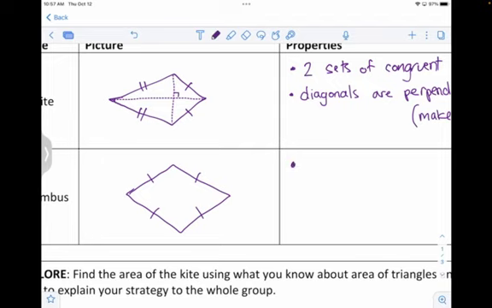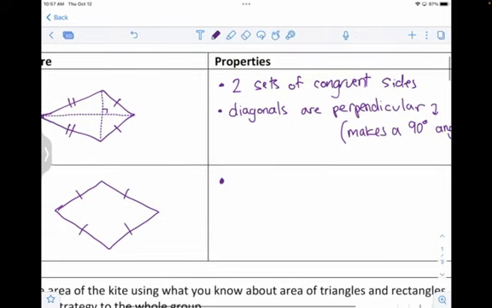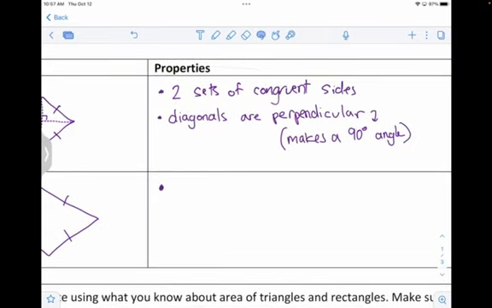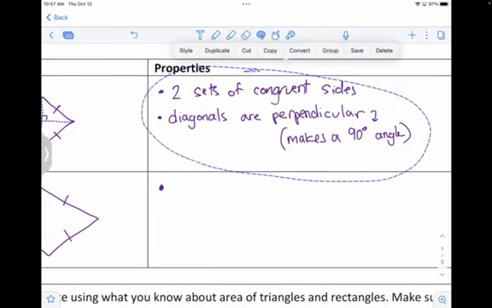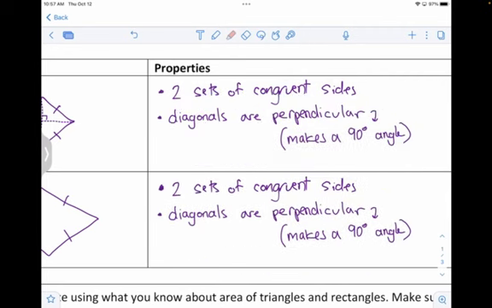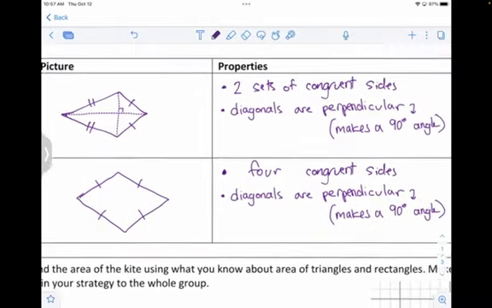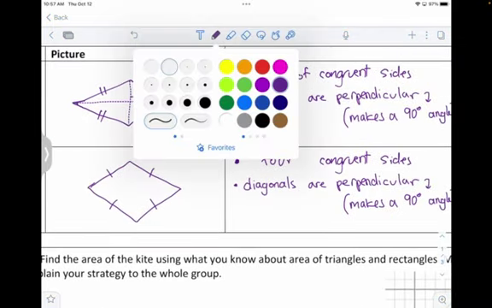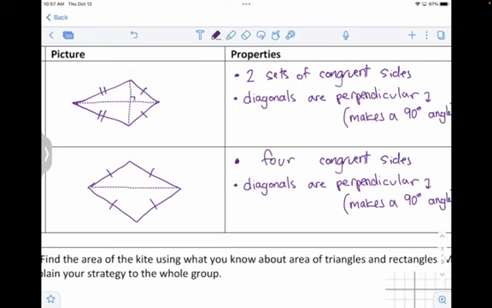So this one, instead of having 2 sets of congruent sides, look at this, guys, look. Work smarter, not harder. Just erase that one number and write 4 sets. Actually, just 4 congruent sides. And then the same property applies for the rhombus, that the diagonals are perpendicular.